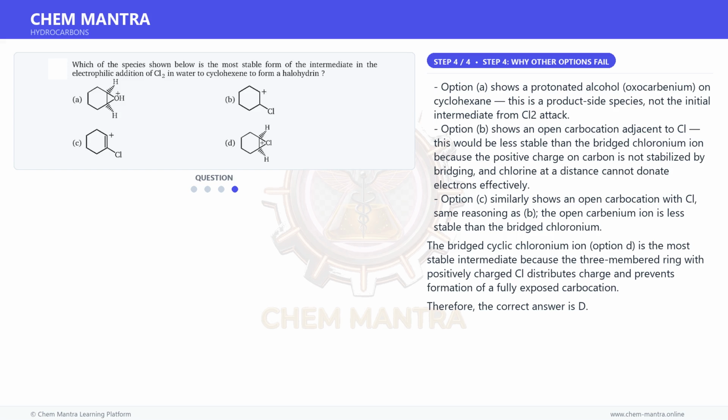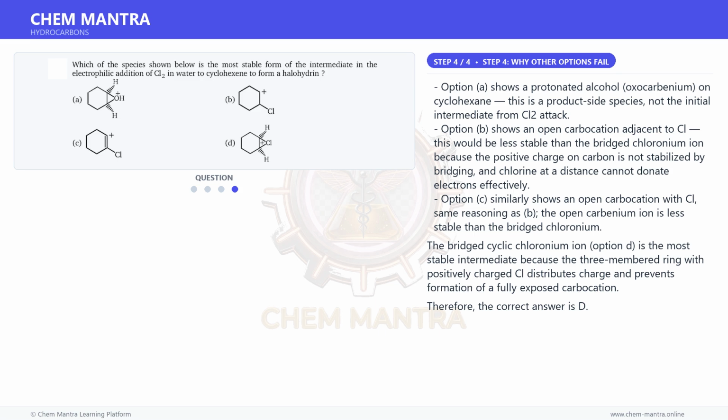And for the final step. Option A shows a protonated alcohol, oxocarbenium, on cyclohexane. This is a product side species, not the initial intermediate from Cl2 attack. Option B shows an open carbocation adjacent to Cl. This would be less stable than the bridged chloronium ion because the positive charge on carbon is not stabilized by bridging, and chlorine at a distance cannot donate electrons effectively.